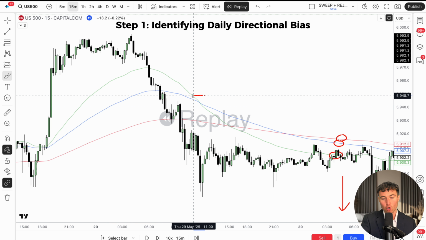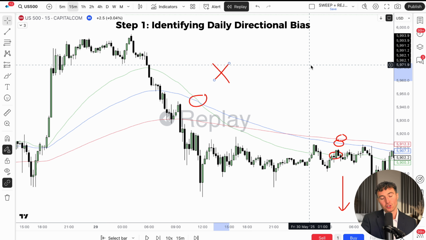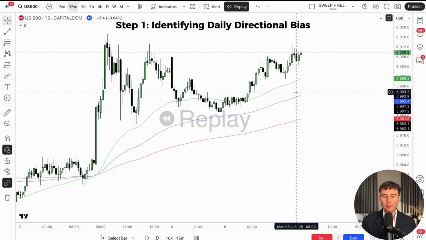If the EMAs are crossed over, then we would have no daily directional bias. And so we would not be looking for any positions within the markets. And so this just gives us a very simple and objective framework in order to identify whether we're looking for longs today or whether we're looking for shorts today. And I personally like to use this on the 15-minute time frame.